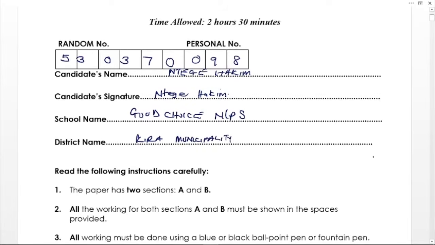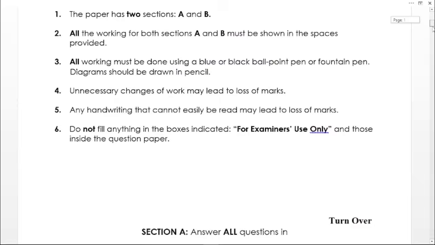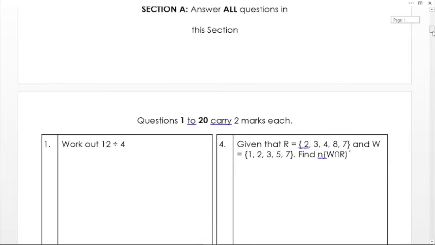My dear learner, you are required to read the instructions carefully so that you know the do's and the don'ts of the examination paper. So without wasting time, let us start off with our section A. This section A has 20 numbers and each number carries 2 marks, a total of 40 marks. Let the pen roll.